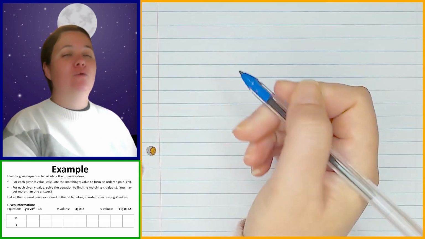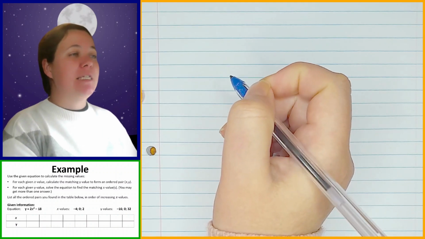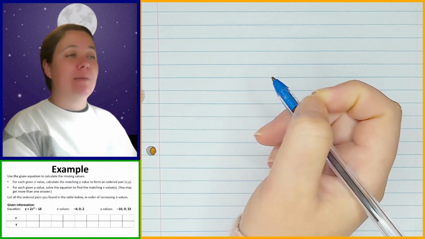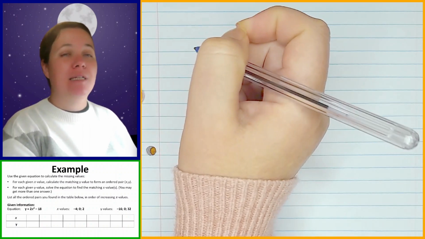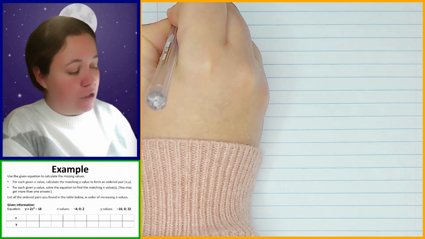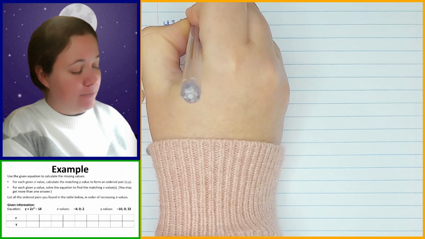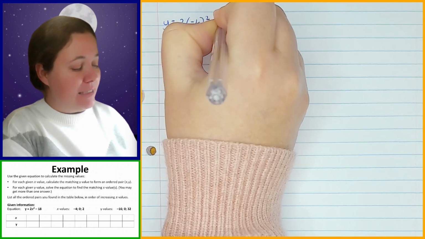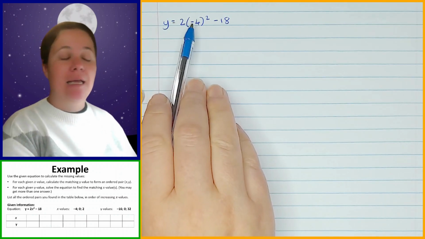Okay, so first of all, we've been given the equation y equals 2x squared minus 18, and we need to take the x values that we've been given and substitute them into that equation to find the corresponding y values. So the first x value is negative 4. So I'm going to take y equals 2 times x squared, which is going to be negative 4 squared, minus 18. And remember, when we're doing substitution, we put the value that we're substituting in brackets.